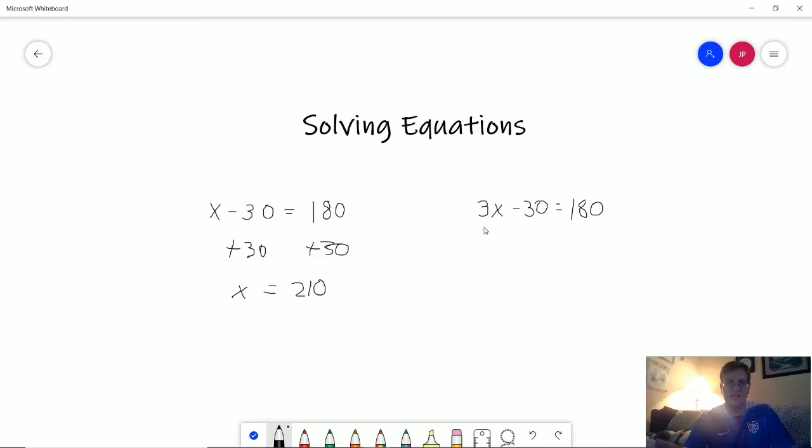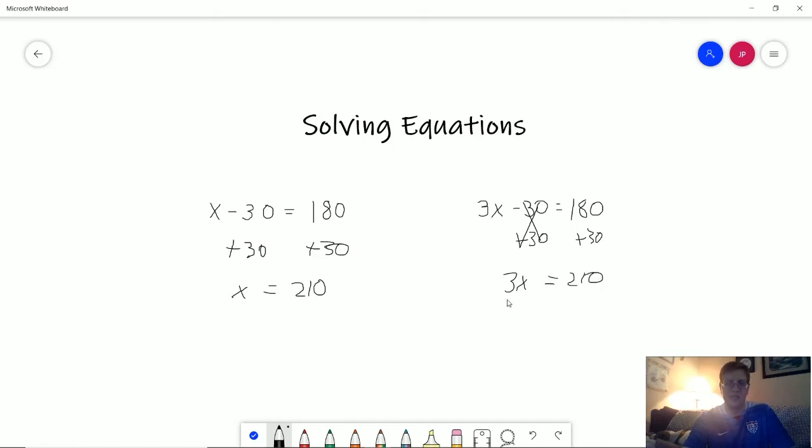If I change this expression a little bit and put a value up here, now I'm going to have a two-step equation. I'm going to have to make this 3x value be by itself, so I'm going to use the same steps that I did to accomplish that. I'm going to add 30 to both sides of the equation. This part is going to cancel itself out, and I'm going to end up with 3x equals 210.